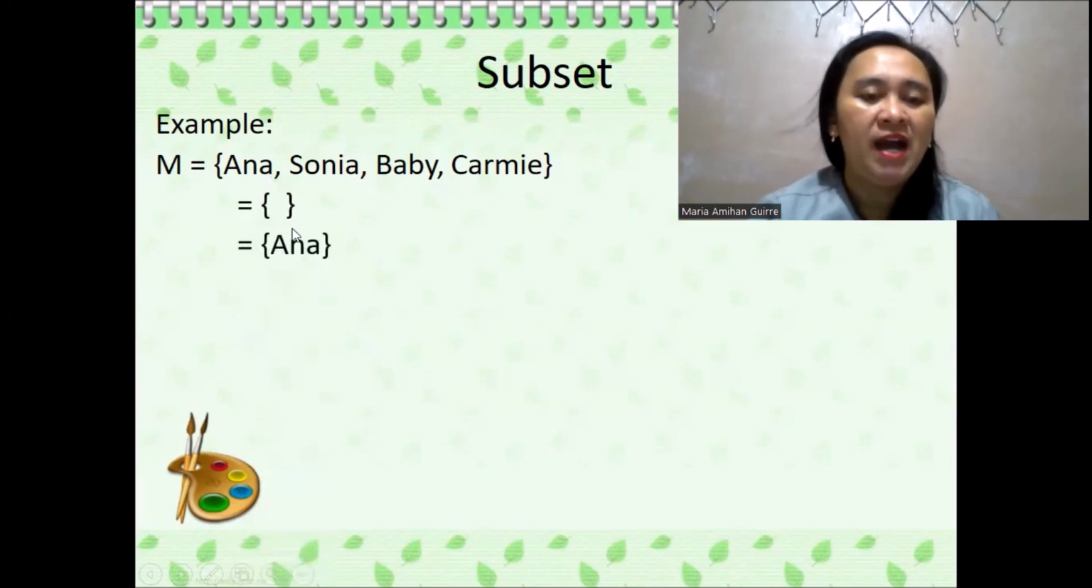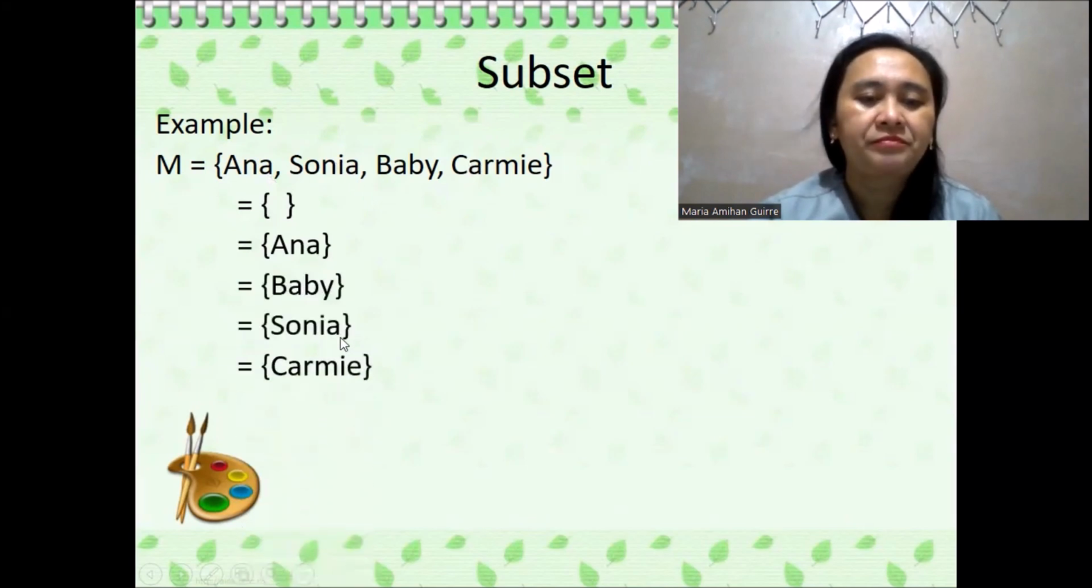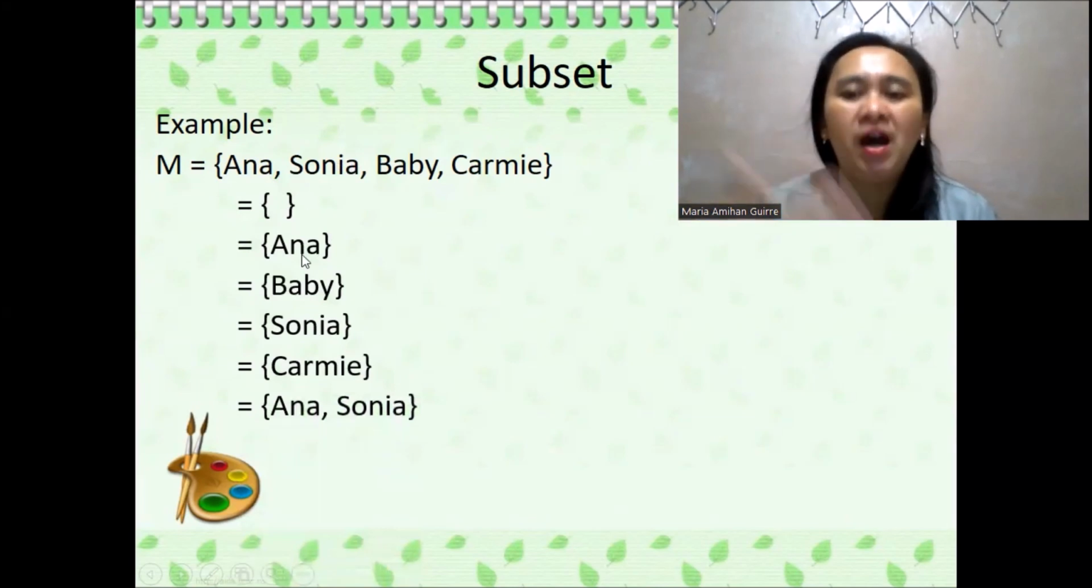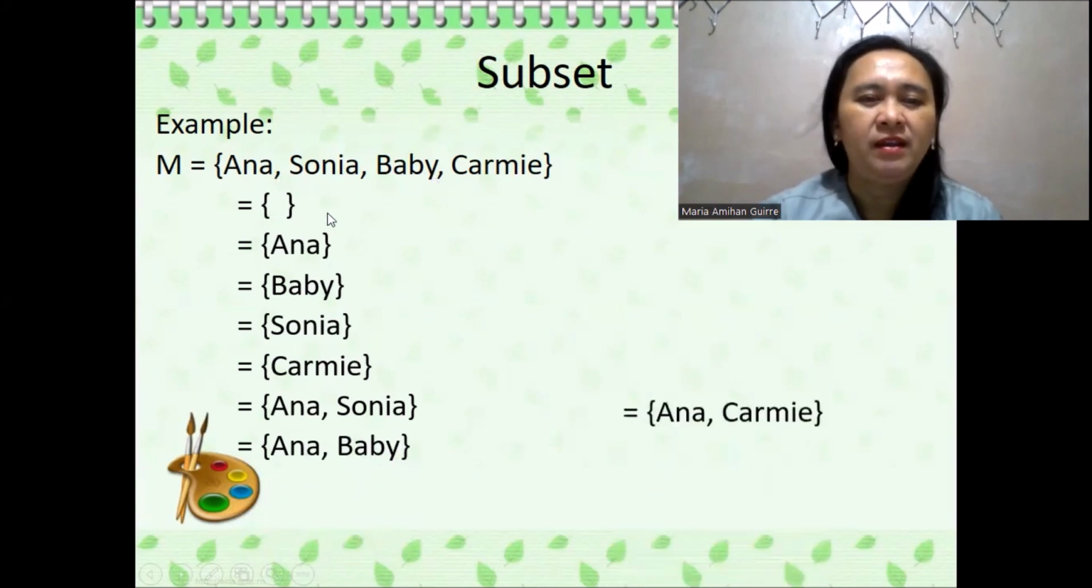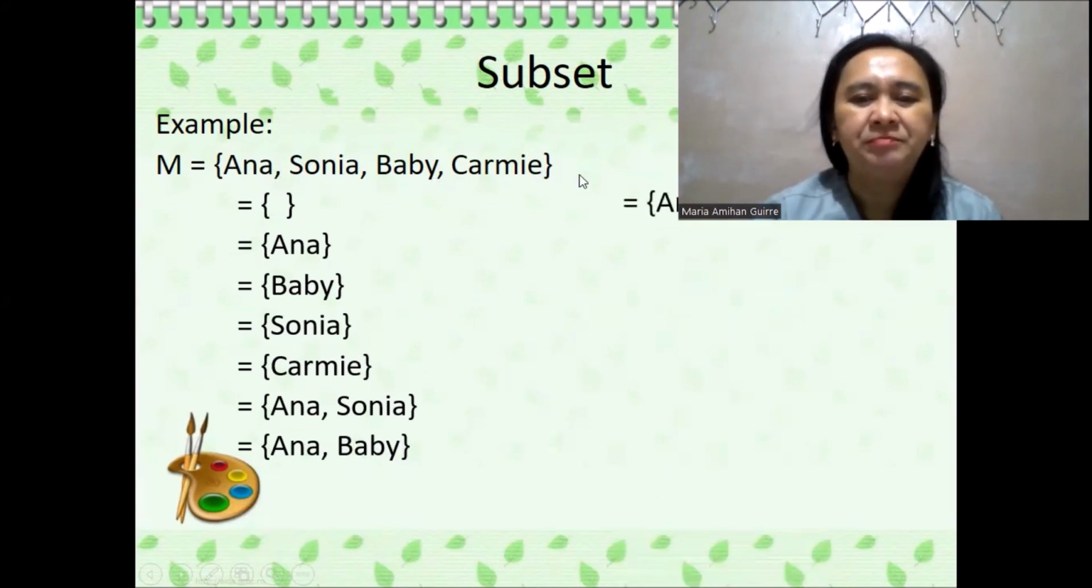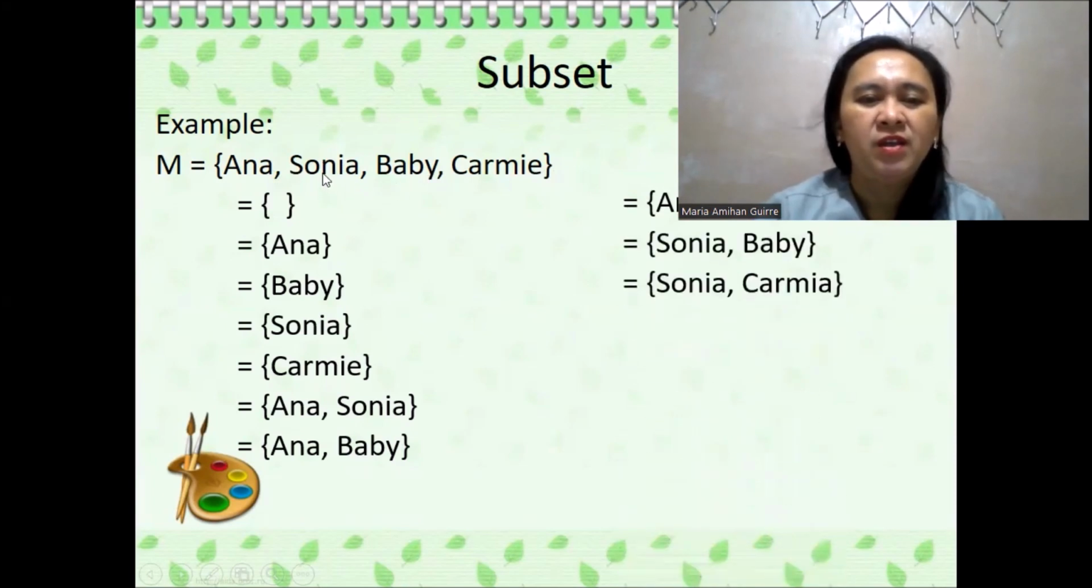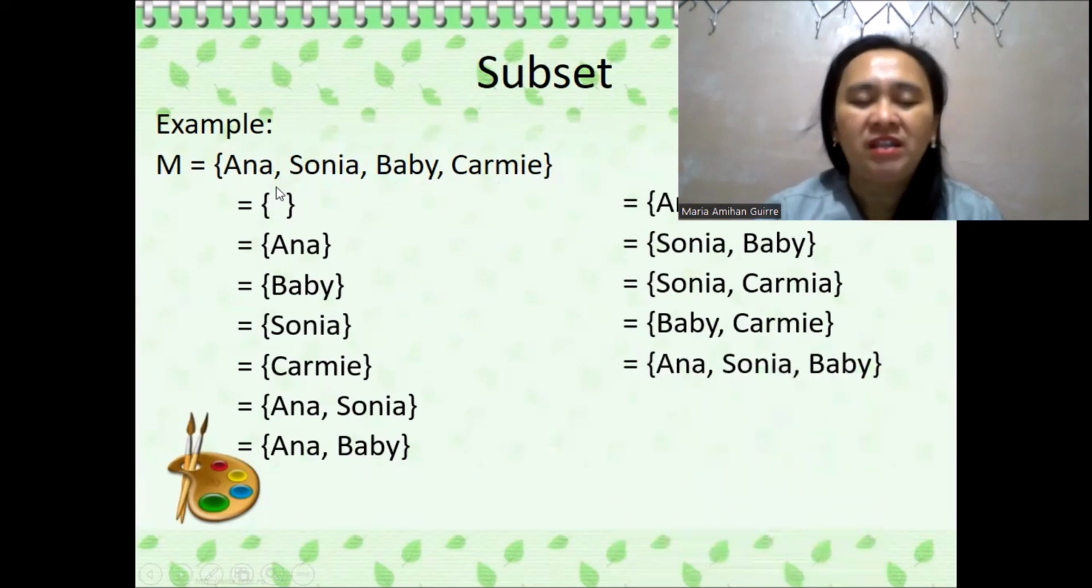By individual: Anna, Baby, Sonia, Carmi. By twos naman. So ito yung pattern to make a possible subset based from the given set. Anna, Sonia; Anna, Baby; Anna, Carmi; Sonia, Baby; Sonia, Carmi; and Baby, Carmi.